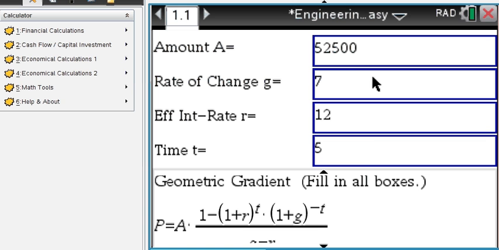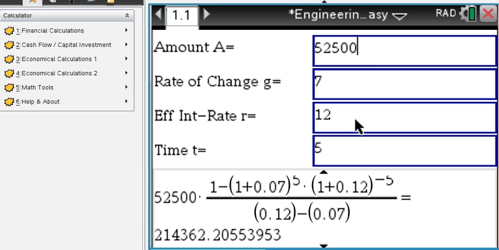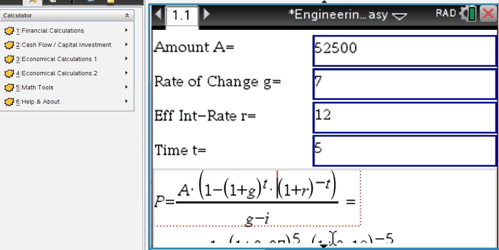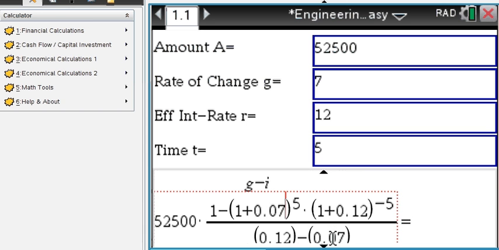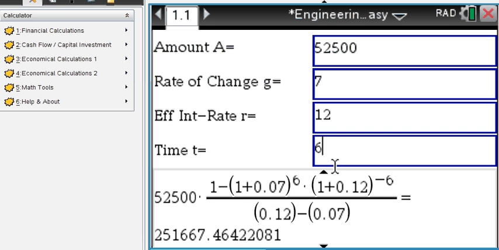In this case, you fill in all the boxes, which is stated down here. You enter all the information given and scroll down to the bottom. You can move up. You see the formula. You see the values plugged in and you see the final answer. Change one value and immediately the final answer changes. So very handy.